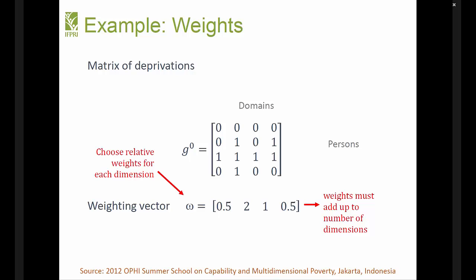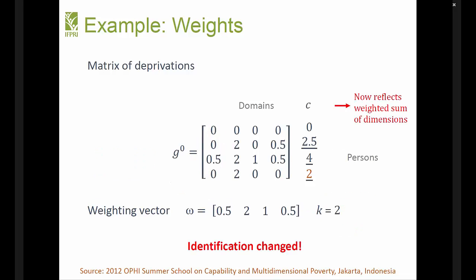Then it looks like this. So now instead of 1, it's 0.5. Then it's 2. Then it's 1. Then here's our counting vector. Now you have 2.5, 4, and 2 because now this is weighted more than the others. This is actually the highest weight. You downweight the two ends and you double this weight and this remains the same. So the count has changed. So identification has changed because if our K is 2, do I have that? So now the C reflects the weighted sum of dimensions.